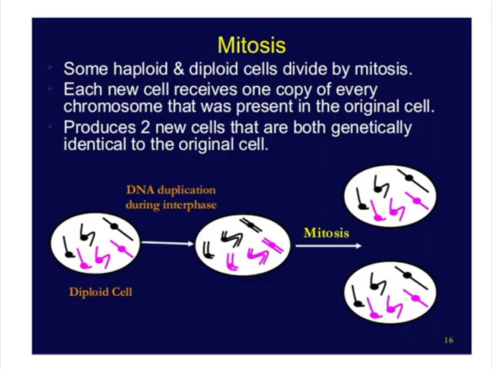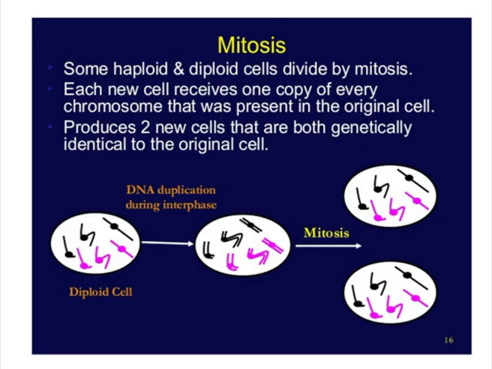Okay, in the plant body, what is mitosis, and how do cells divide? Haploid and diploid cells: haploid is single, diploid is double. These haploid and diploid cells divide by mitosis. Each and every new cell receives one copy of every chromosome that was present in the original cell. This produces two new cells that are both genetically identical to the original cell. This is mitosis, haploid and diploid.